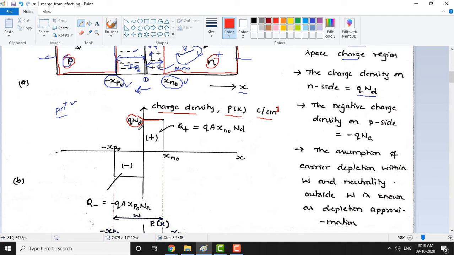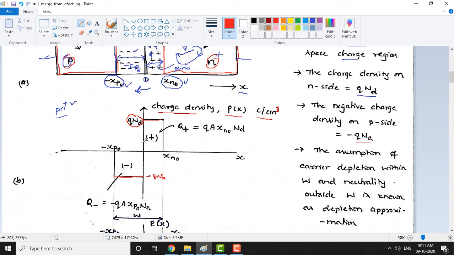Similarly here, the charge density towards the p side is minus q times Na. We said the charge density on the n side is q times Nd, a product of the charge q and Nd, where Nd is the donor ion concentration. The charge density on the p side is minus q times Na. It is negative on the p side because we have negative ions there. Na indicates the acceptor ion concentration.